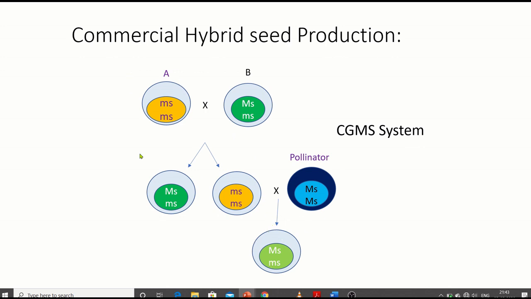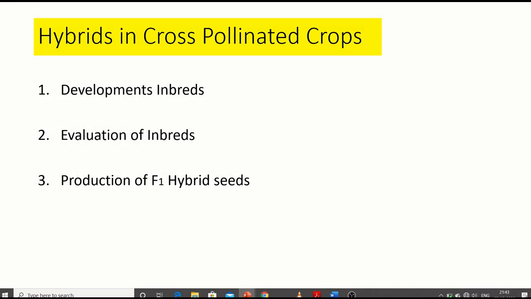Okay, so this process of production of male sterile line is called male sterile line production, while in this case the process of crossing of male sterile line with the pollinator parent is called hybridization, and the product is your F1 hybrid.